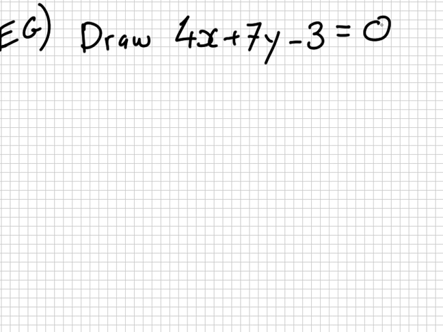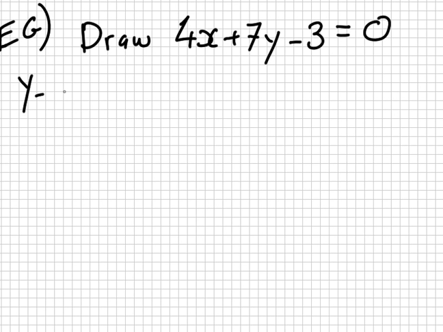You need 2 points to draw a line. As soon as you have 2 points, you can start to draw the line. And the 2 points we usually find are the points where the line crosses the x-axis and crosses the y-axis. So first I'll find out where it crosses the y-axis. Does anyone know the name for the place where it crosses the y-axis? Y-intercept, yeah.